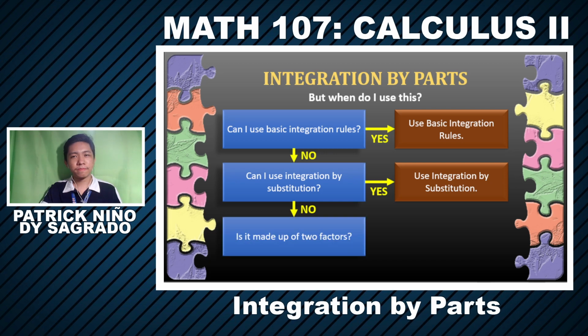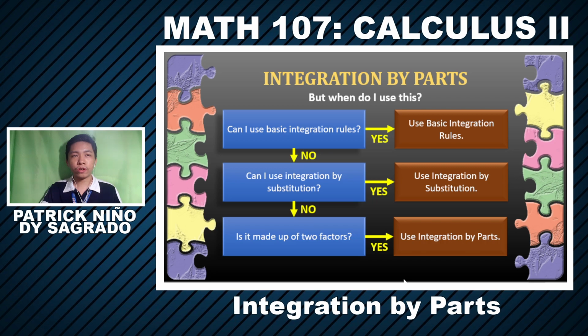Ask yourself again, is it made up of two factors? Two factors meaning being a product of some sort. It will create a product. If yes, then use integration by parts. So these are your considerations. There are more strategies further down the line in finding out integrals, but we will head to that in later parts of our discussion for this subject.